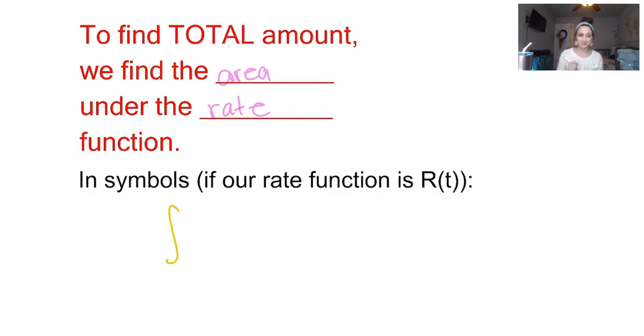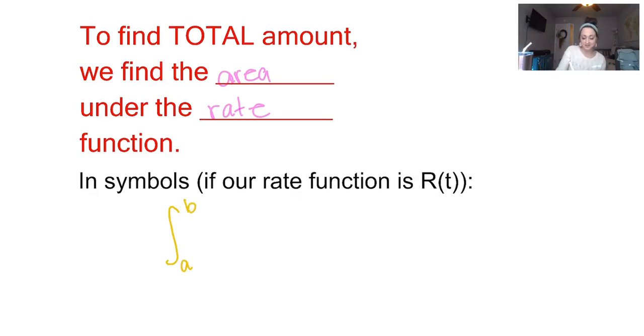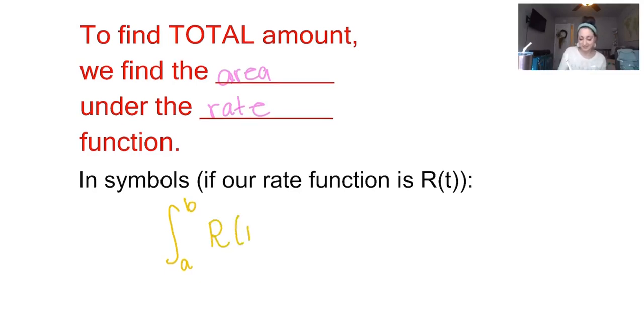Called the integral symbol, okay, and we go from some time A to some time B, okay, those are called your limits of integration, and then we want to take the area of our rate function, so R of t would represent your y value, which would be your height of each rectangle, and then dt would be your infinitesimally small or thin base, okay, of each rectangle.